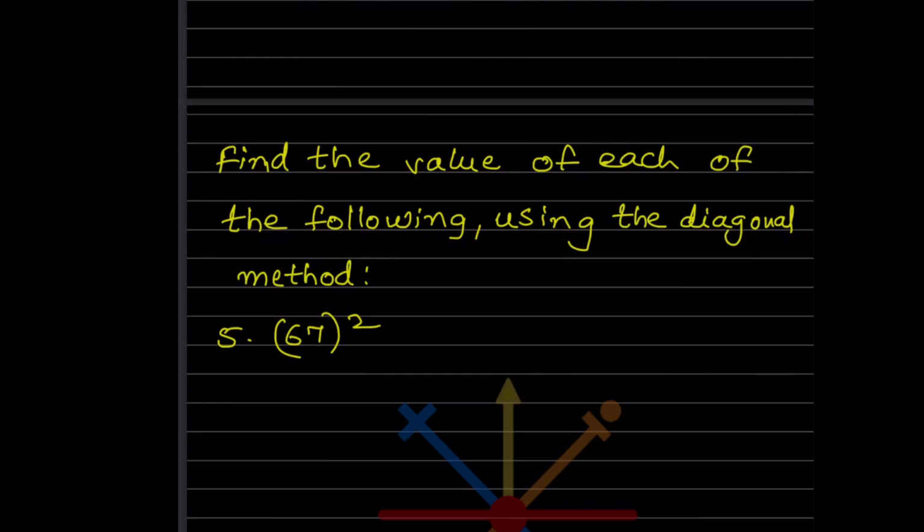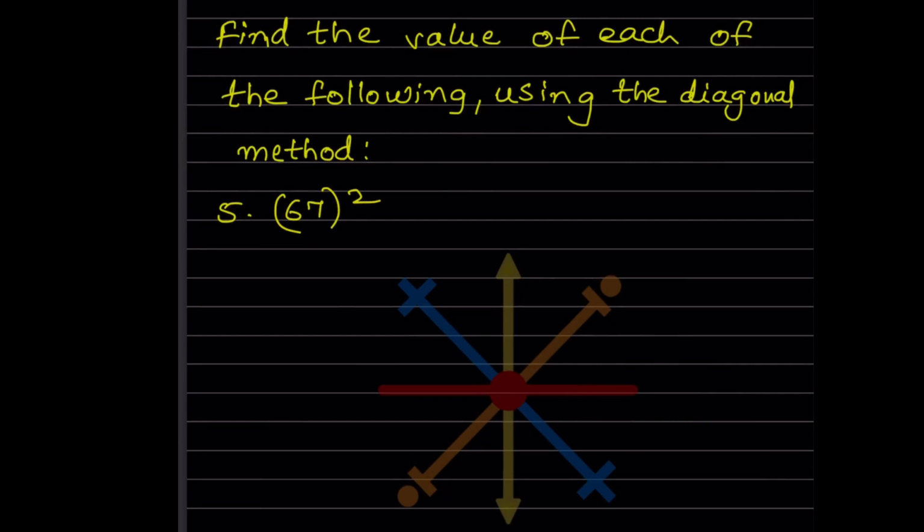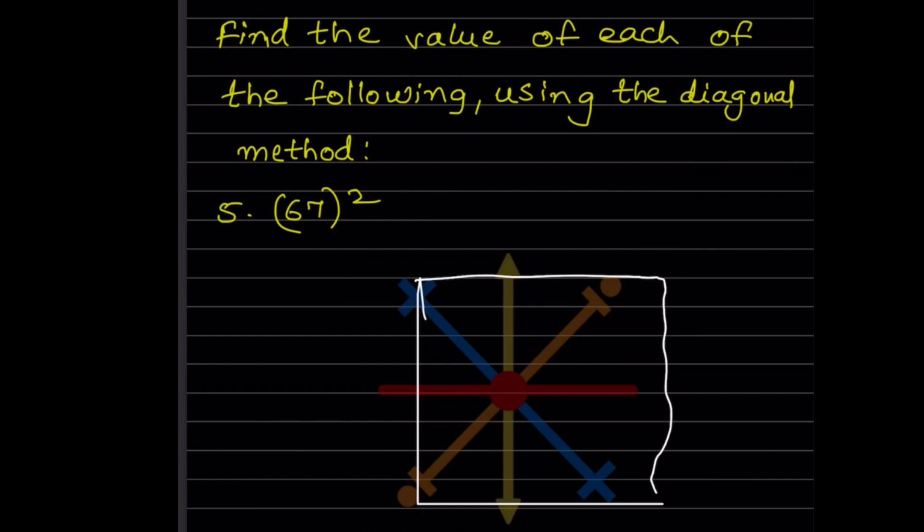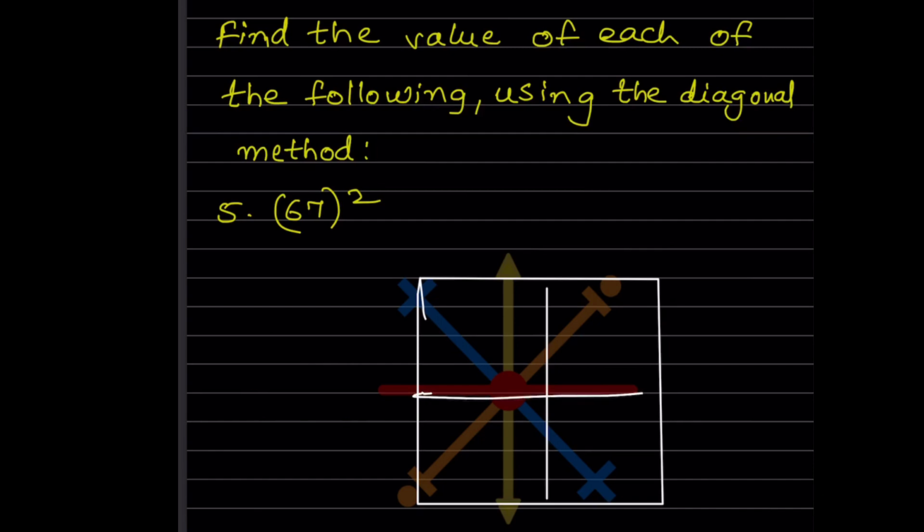The diagonal method means, now I'll draw a square first. In this one, what are you going to do? You are going to divide it into 4 parts, and then put the diagonals this way. Now see here. What are you going to write here? Now it's given here 67 square. So you will write here 67.